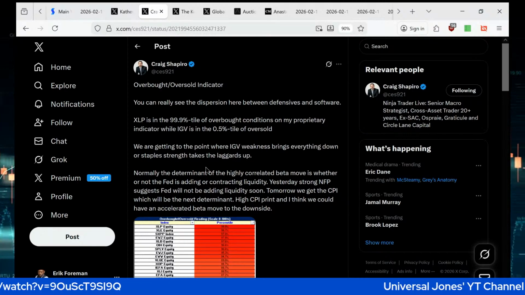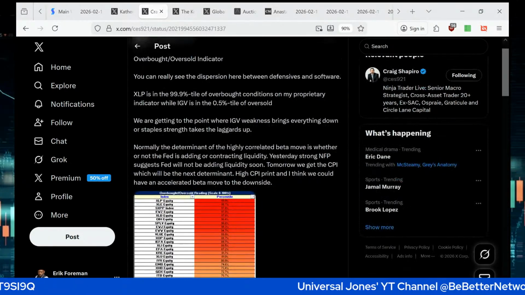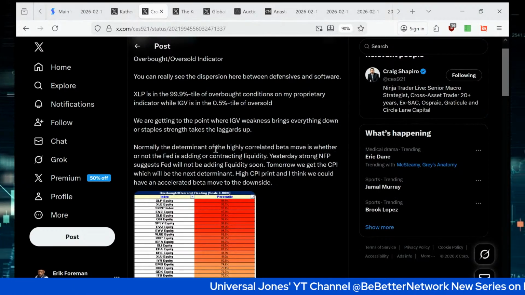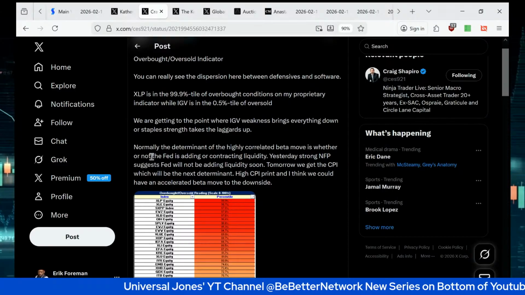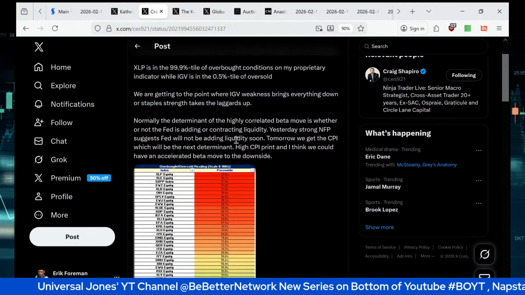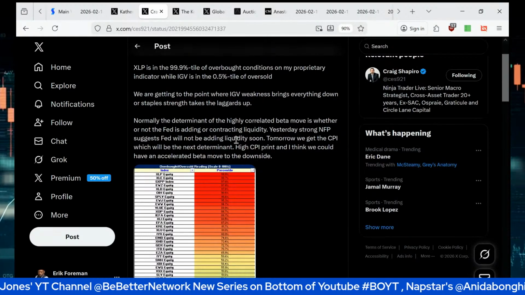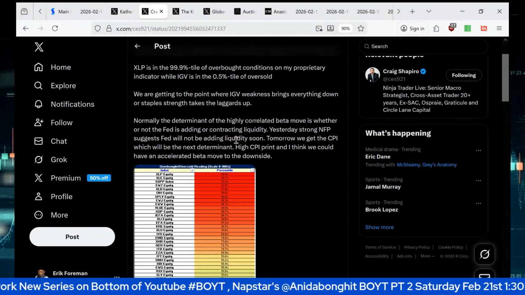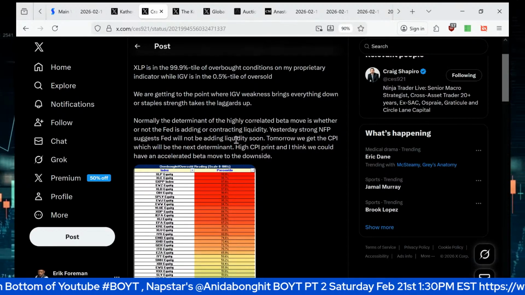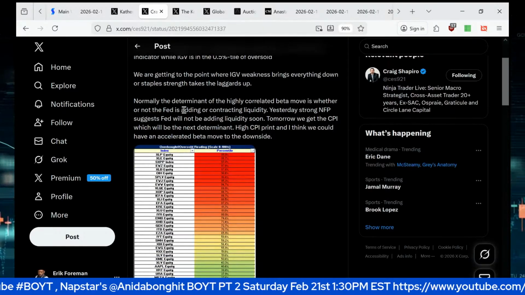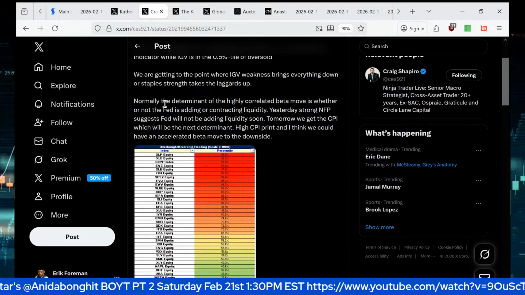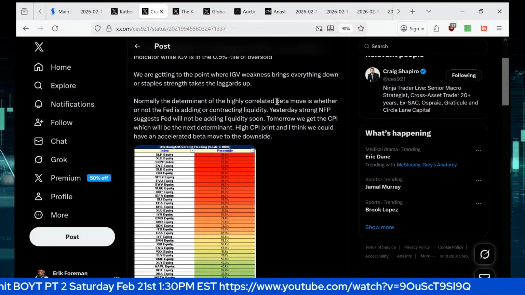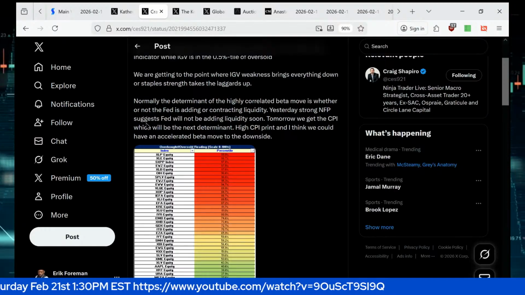So XLP is the Staples. So Walmart is the one, right? Dollar Tree, Dollar General, those ones. And we talked about Nestle, Procter and Gamble, Colgate-Palmolive, what other stuff, right? You need your toothpaste, don't you? You need your deodorant.